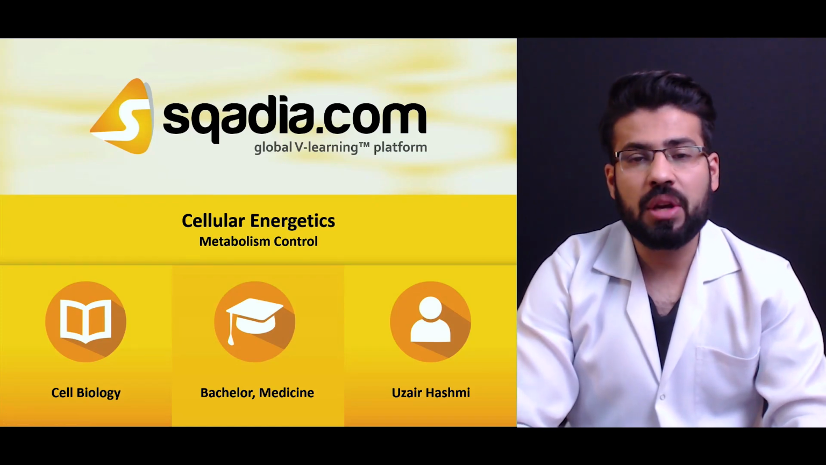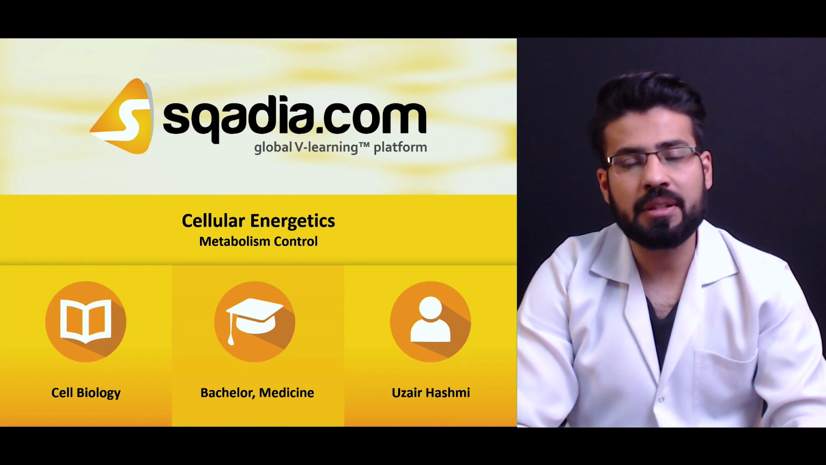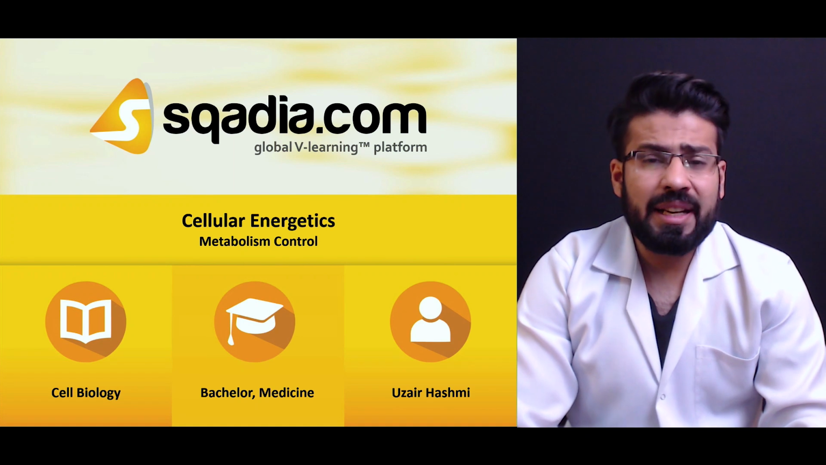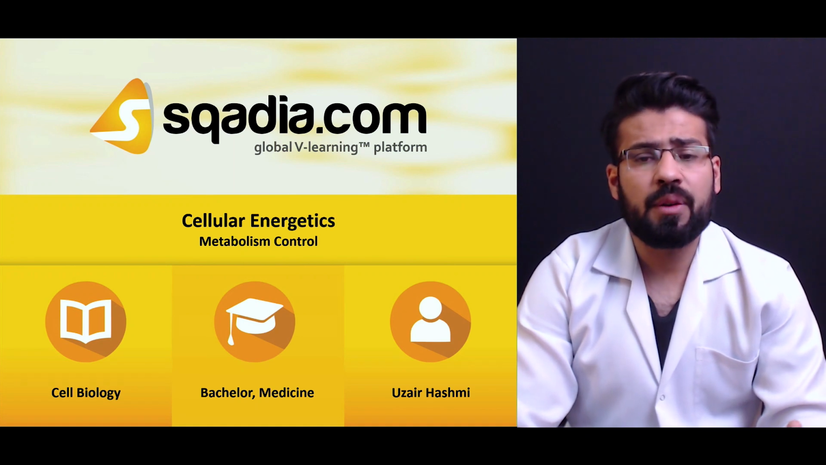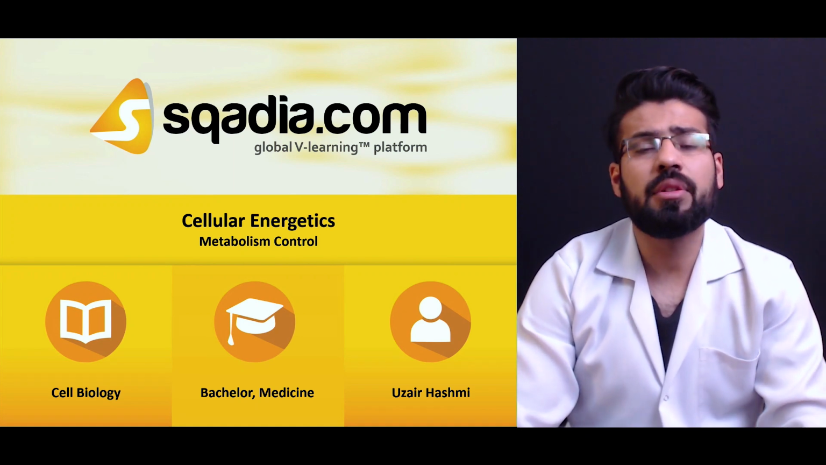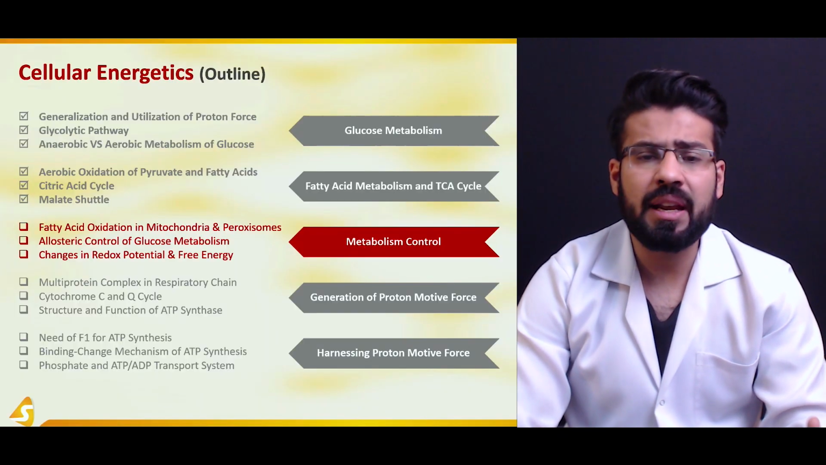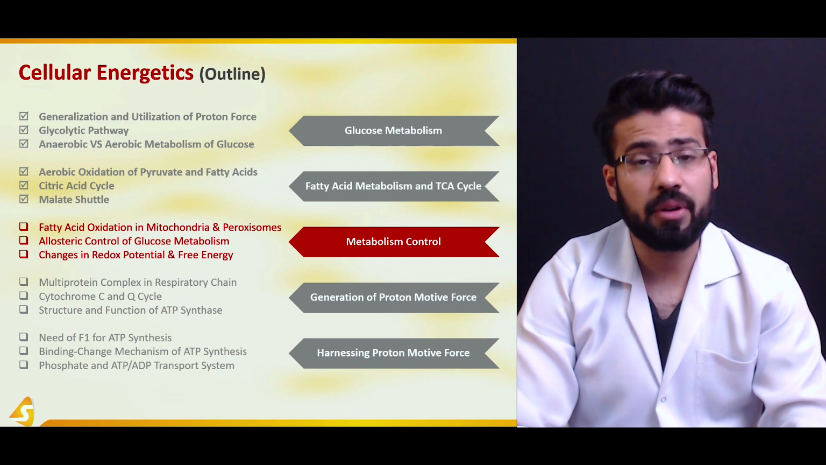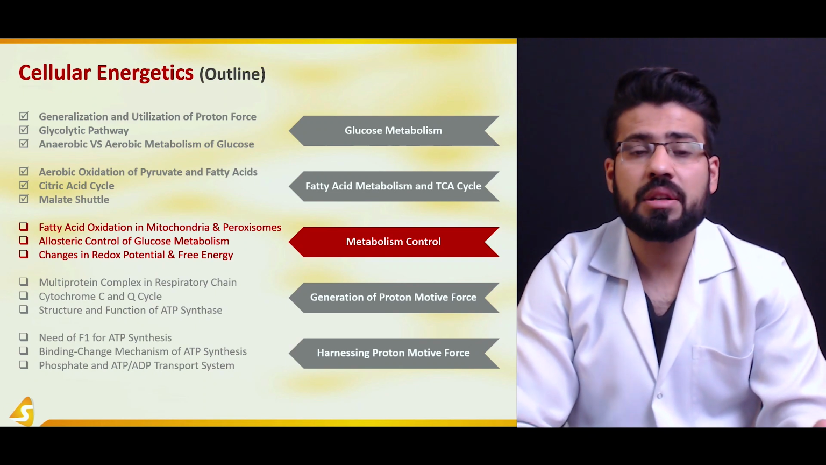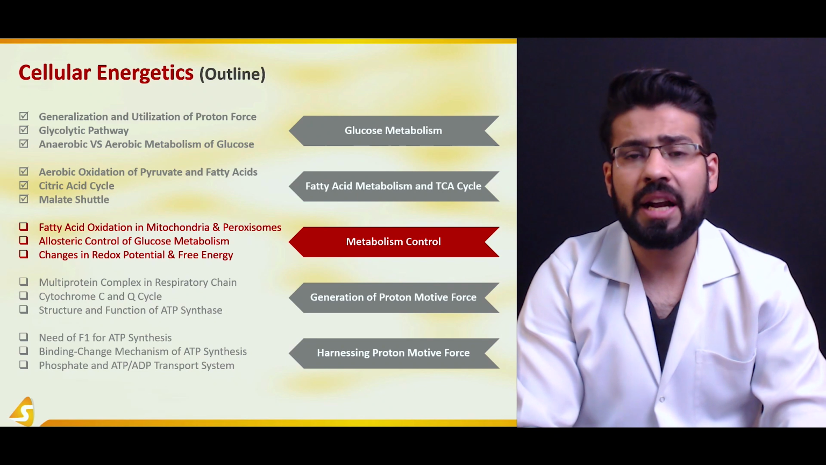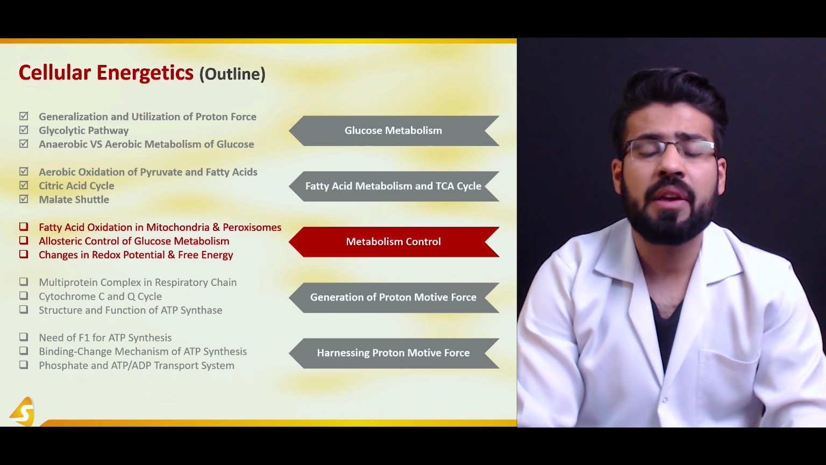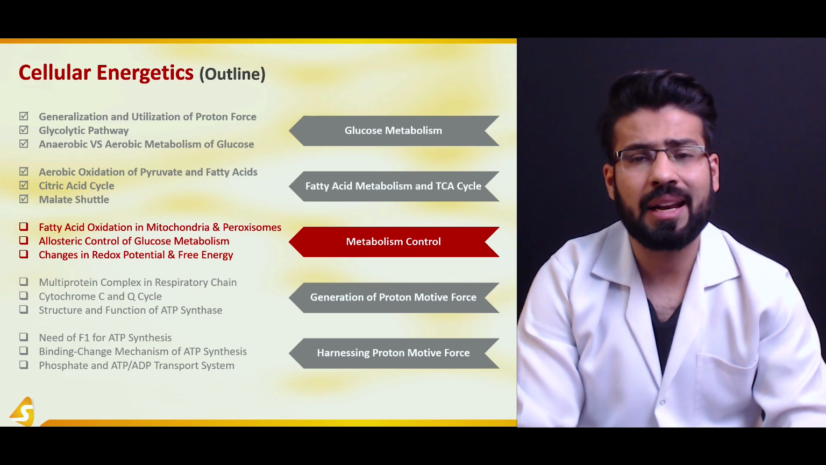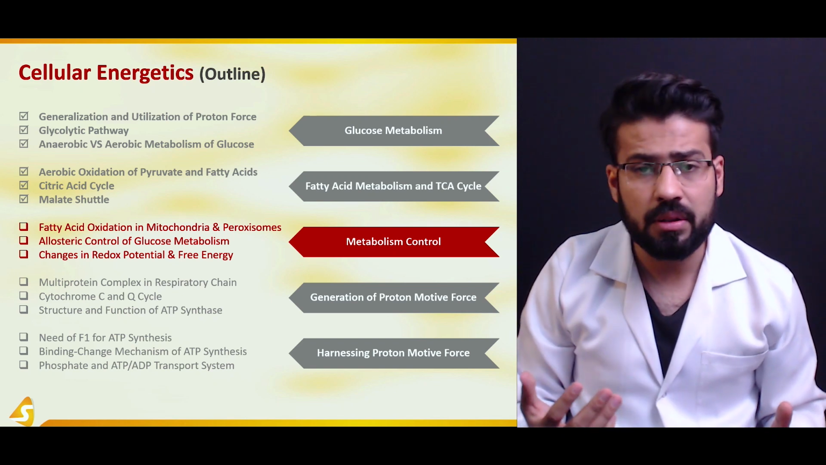Today we are at the discussion of cellular energetics. After discussion of glucose metabolism, fatty acid metabolism and the citric acid cycle, we are at the control of metabolism. In this section we are going to start off with the discussion of fatty acid oxidation in mitochondria and the oxidation of fatty acid in the peroxisome. That would be a comparative figure that is going to explain minor differences between the oxidation of fatty acid that occurs in mitochondria versus peroxisomes.